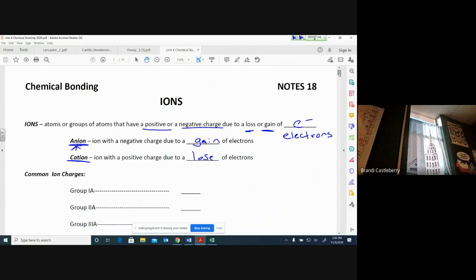Now, however, cation, a little easier. If you think of cats, cats have paws. This is the cutesy way to remember it. So they are positive. They have paws. All right. There's also a T in cation, and T looks like a plus sign. So there's two ways to remember it. If you can remember that cations are positive, then the other one is negative. All right, scrolling down.